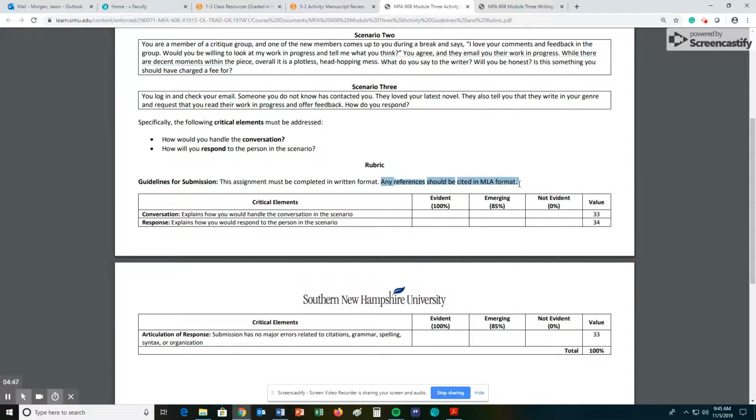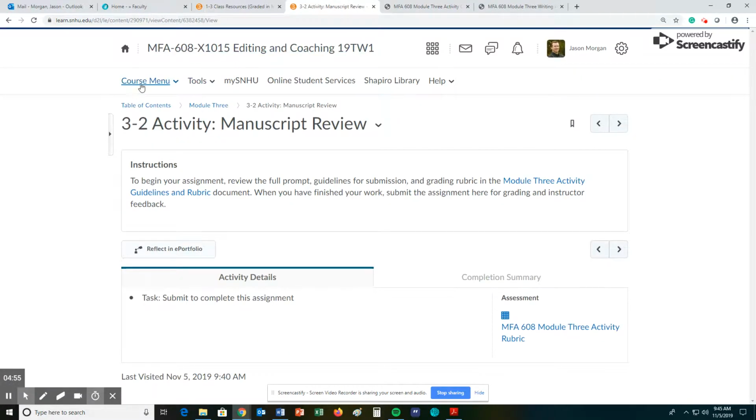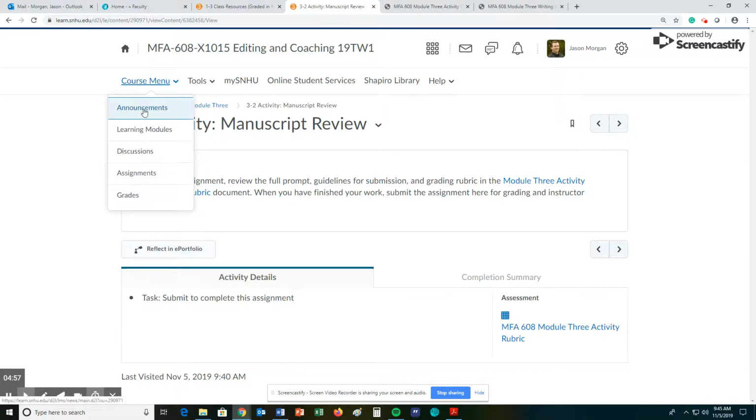At this point in time, all papers you submit academically, and this is one of these, should be in MLA formatting. You're like, but I don't remember MLA formatting. Well, that's okay, because I'll show you a little trick here.